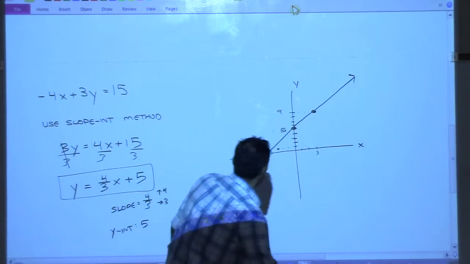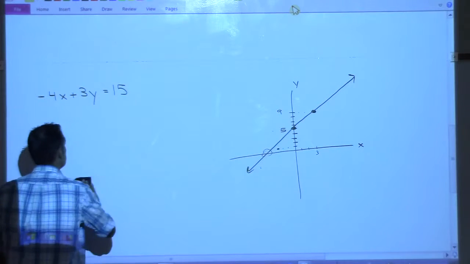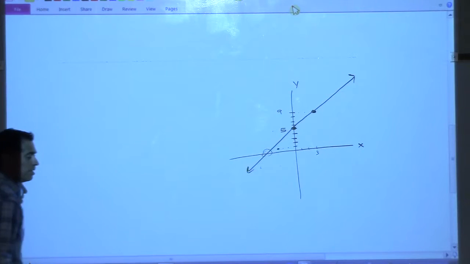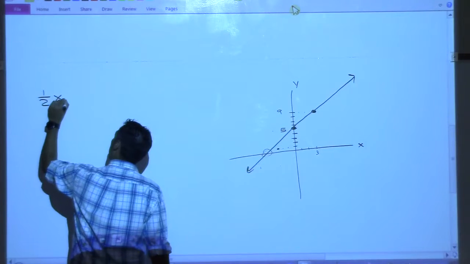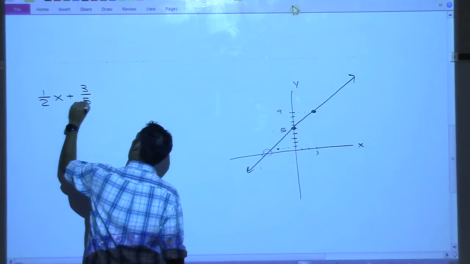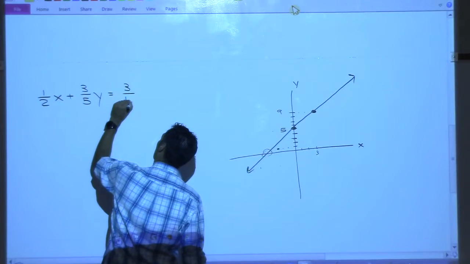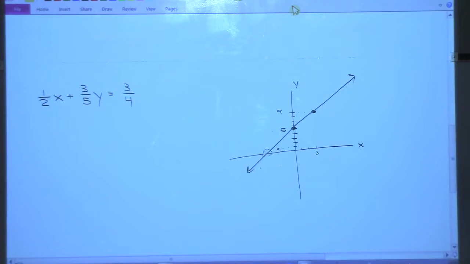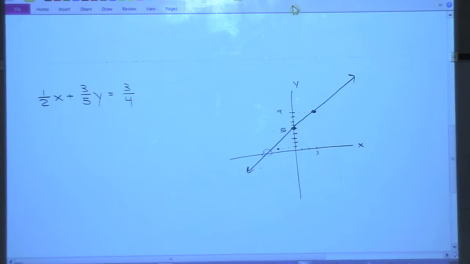Okay, let's do another one. This one I'm going to make not so nice. Things have been pretty nice up to this point. So I think on this one you'll see one of the downfalls to this method. All right. Okay, so the fractions right away, you're not happy about that, right? Okay, what's our ultimate goal if we're going to use this slope-intercept method?